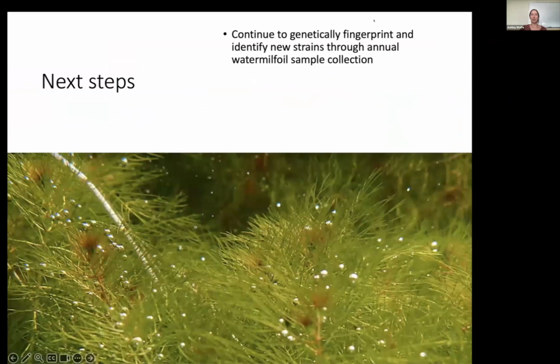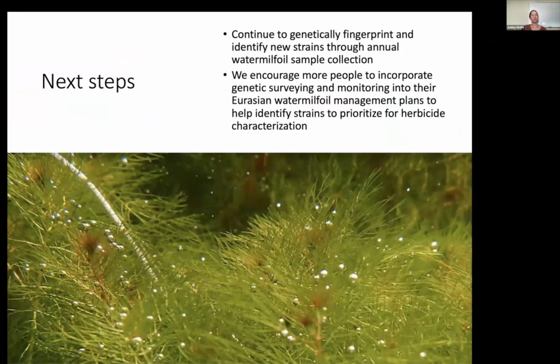Our next steps would be to continue to genetically fingerprint and identify new strains through annual watermilfoil sample collection. And then we also really encourage more people to incorporate genetic surveying and monitoring into their Eurasian watermilfoil management plans to help identify strains to prioritize for herbicide characterization, so we can put more points on the map for you. And we also just have more knowledge in general about Eurasian watermilfoil and how to best manage it.